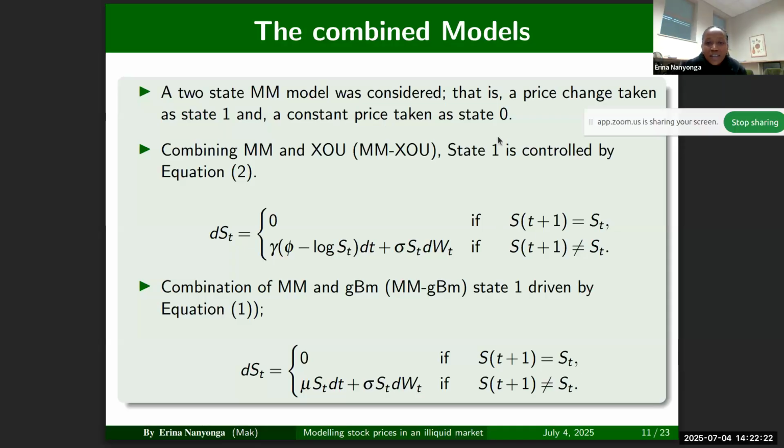For the combination, as I already said, the states are only two. For the combination of the XOU model, this is the model describing the combination where the move in the prices is described by the exponential OU, and 0 or nothing describes a constant price. And for the GBM combination, it's the GBM that is driving the movement in the stock prices. So these are the two models that we are calling the combined models, and we use them to model stock prices in an illiquid market.